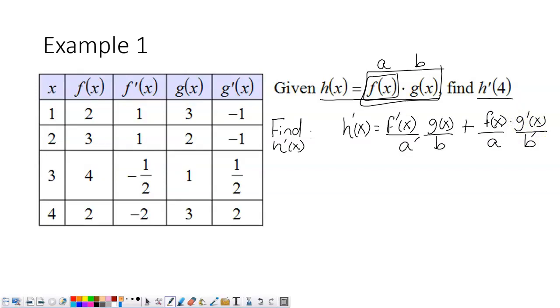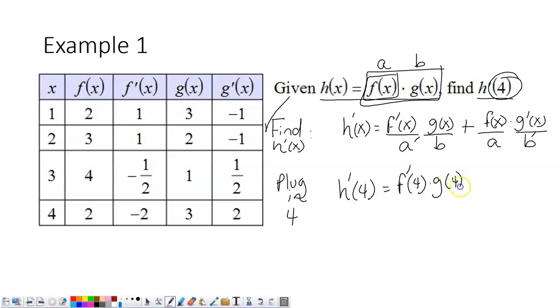Okay? So that's the first thing that you need to do, is apply the product rule to find h prime of x. And the reason we're doing the product rule is because h of x is a product function. Okay, the next thing we're going to do is plug in the number that they're asking about, which is 4. So here we go. H prime of 4, which is what we're trying to find, is f prime of 4 times g of 4 plus f of 4 times g prime of 4. And from here, we're just going to use the table.